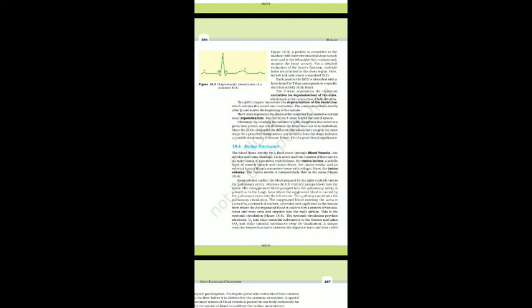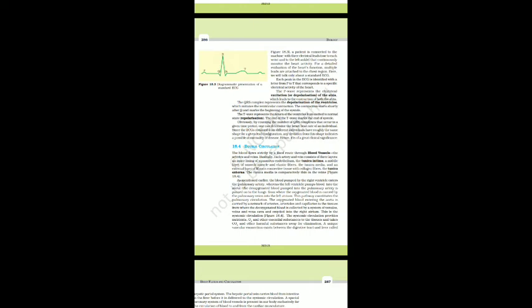The oxygenated blood entering the aorta is carried by a network of arteries, arterioles and capillaries to the tissues, from where the deoxygenated blood is collected by a system of venules, veins and vena cava and emptied into the right atrium. This is the systemic circulation, Figure 18.4. The systemic circulation provides nutrients, O2 and other essential substances to the tissues and takes CO2 and other harmful substances away for elimination.